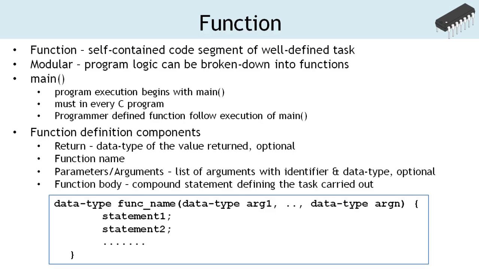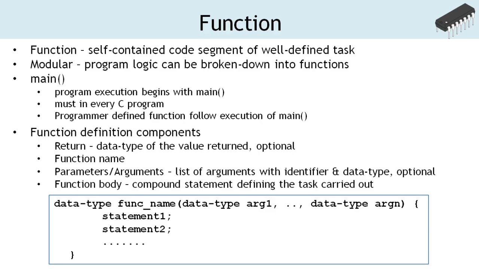The data type before the function name specifies the type of data that is returned by the function. However, a return value from a function is optional. If a function does not return any data, it must be defined as void. A function can return only one value.